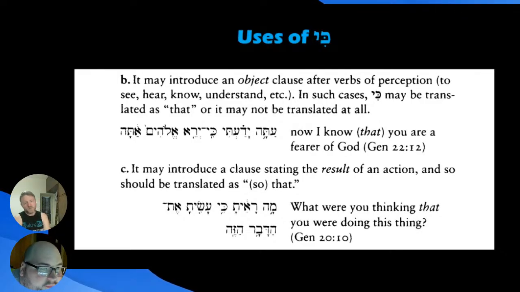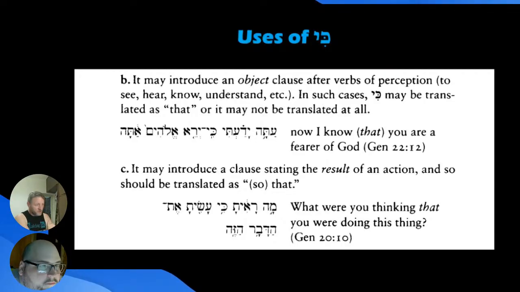It may introduce an object clause after verbs of perception: to see, hear, know, understand. In such cases, ki may be translated as that, or it may not be translated at all. So, ki yadati ki yere Elohim ata. Now I know that you are a fearer of God. Just that the atta is in pause.